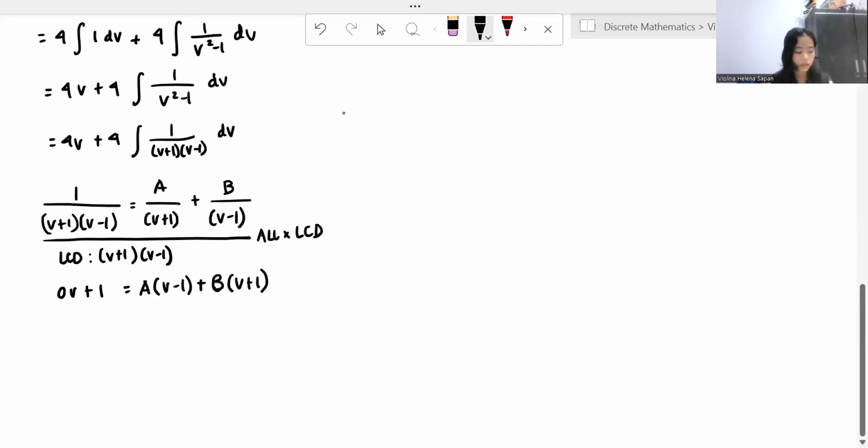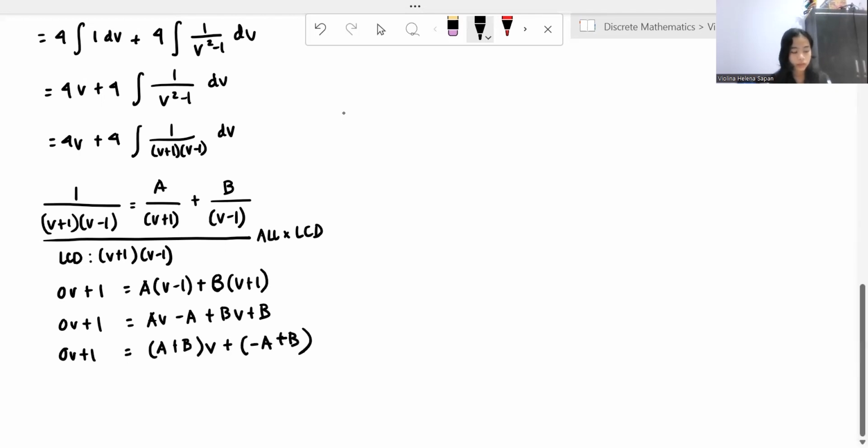Okay, next, let's distribute the A and the B, this side of the equation. After that, we group the terms that have the v and the terms that don't have the v. Okay, in this case, I want the coefficient to be the same on the left and the right side of the equation. So the coefficient of v. Okay, so that means I can create this equation.